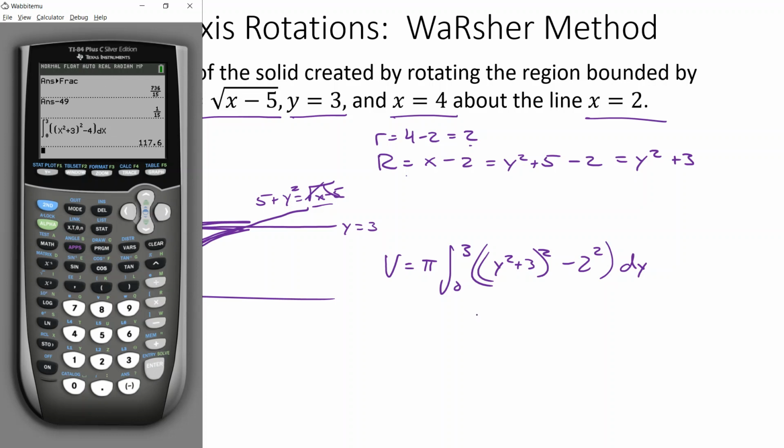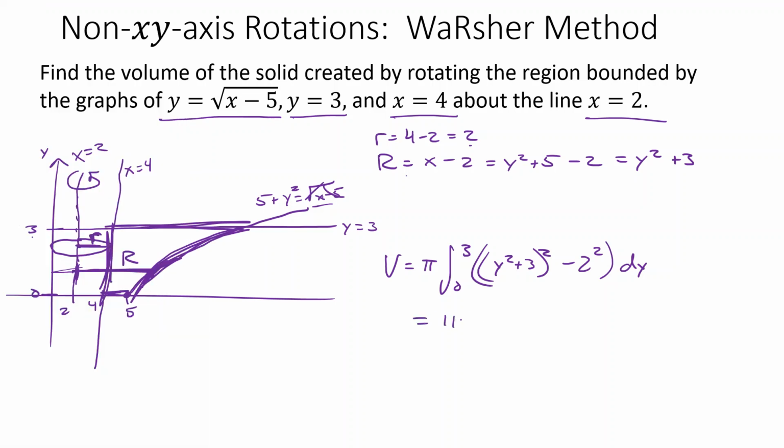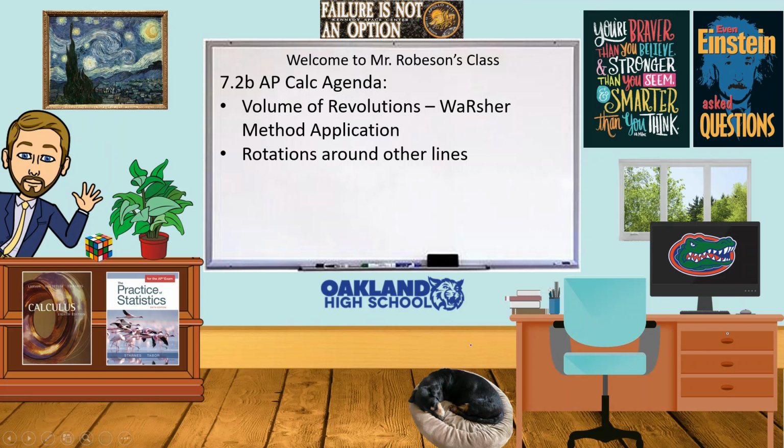117.6. So we get 117.6 pi. There's our answer. Or you can say 117 3/5 pi. Either one of those is fine. So there was some more applications and more practice with rotating and finding volumes of revolutions. And I think there might be one more here.